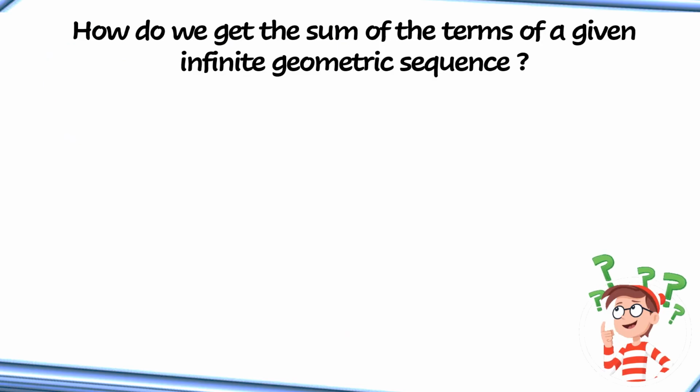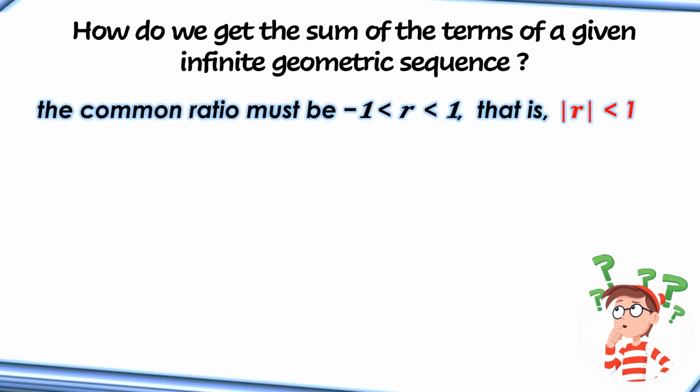Ang tanong, paano natin makukuha ang sum ng terms ng given infinite geometric sequence kung hindi natin alam kung hanggang saang term natin i-add ang geometric sequence? So, dyan papasok ang ating condition sa ating common ratio. The common ratio of that given infinite geometric sequence must be -1 less than the ratio less than 1, or that is, the absolute value of the ratio should be less than 1.